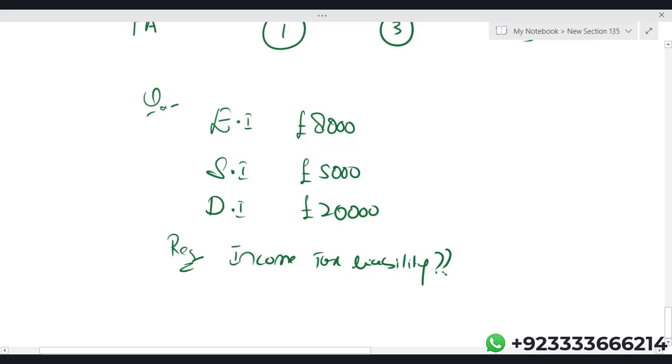Just try to calculate income tax liability, then we'll be solving together as well. Okay, we got 2 different answers from different students. What about one more answer? And then we'll discuss together. Students, you have the opportunity to attempt the question, so please do attempt. Now let's try.